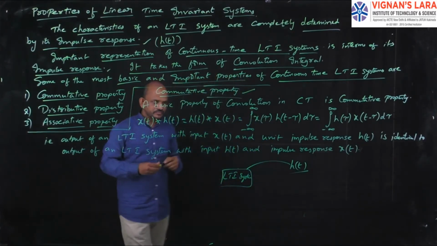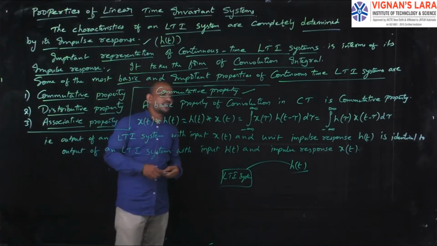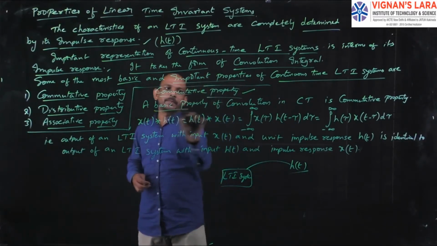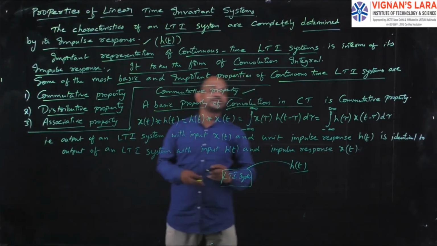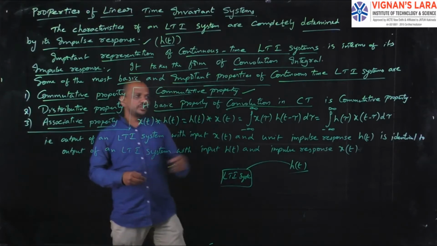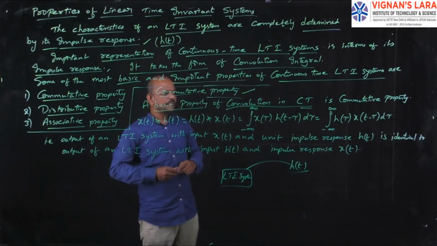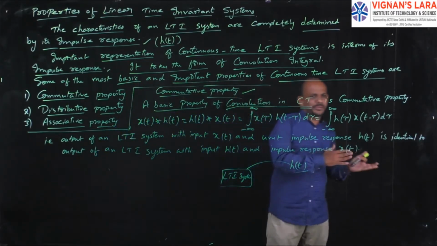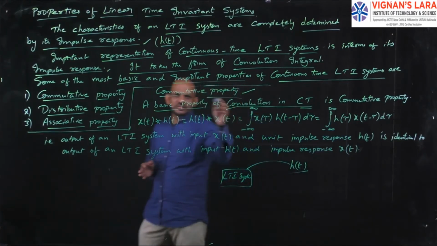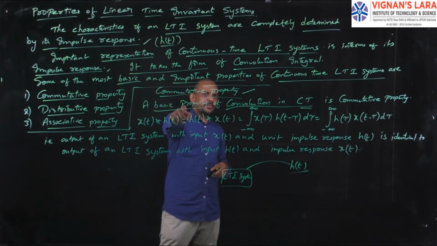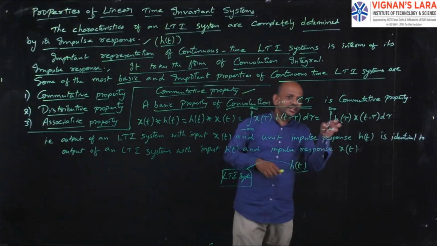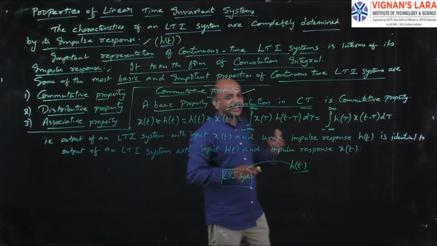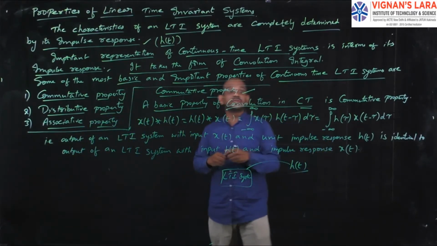A basic property of convolution in continuous time is the commutative property. We all know the commutative property: simply like A into B equal to B into A. Based on this, I will go for the commutative property of convolution in continuous time. So I have to use x of t, y of t, h of t, because we are saying continuous time, and we have to go for convolution in continuous time.